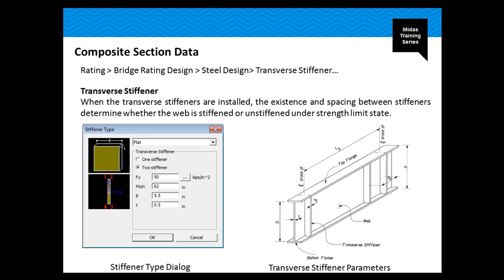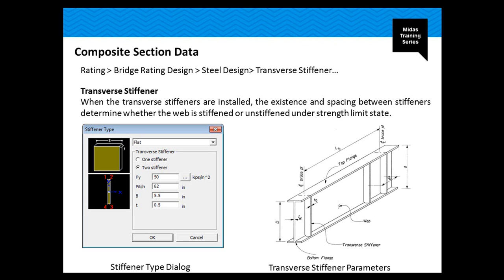Then we have something called composite section transfer stiffener. When the transfer stiffeners are installed, the existence and spacing between the stiffeners determine whether the web is stiffened or not under the strength limit state. So you can define, for example, in this case, the flat stiffener, and you can give it the pitch and also the size of it. Whether you're using 1 or 2, you can also define that.